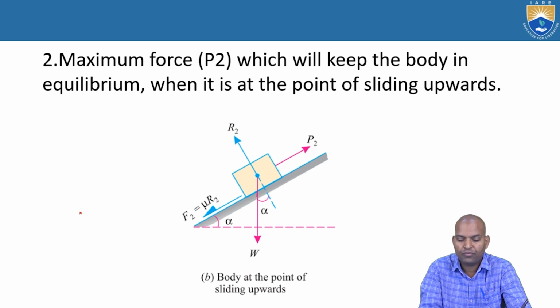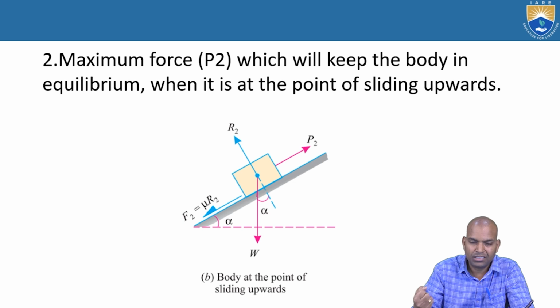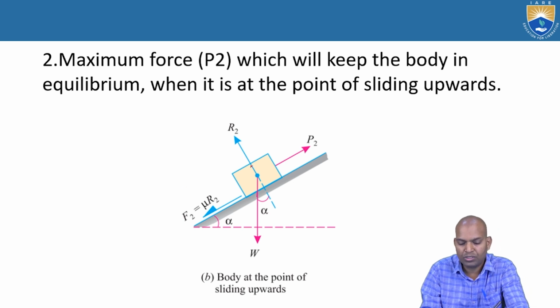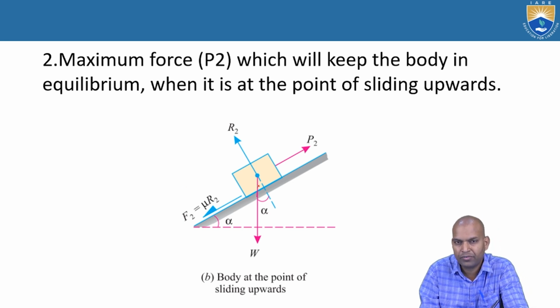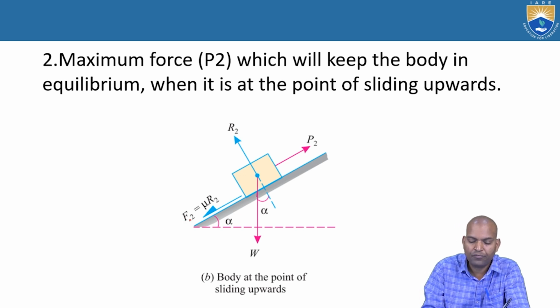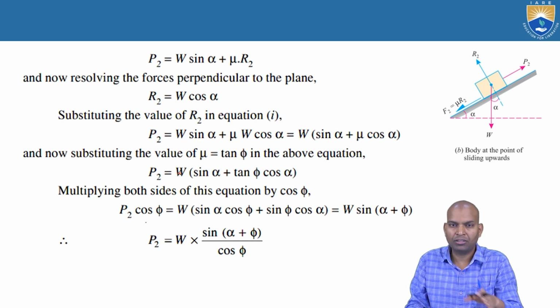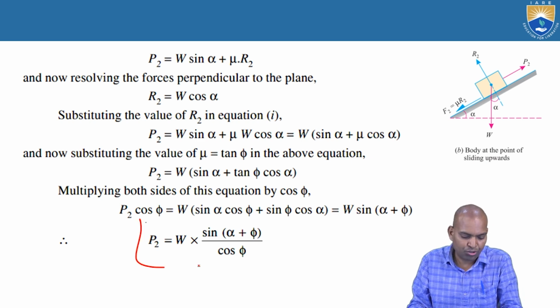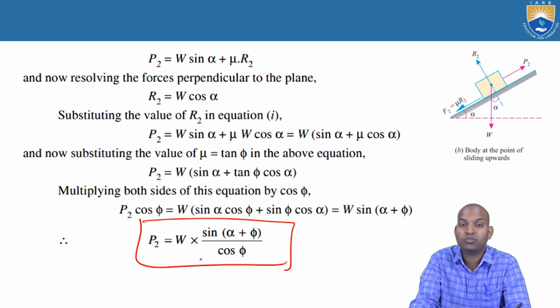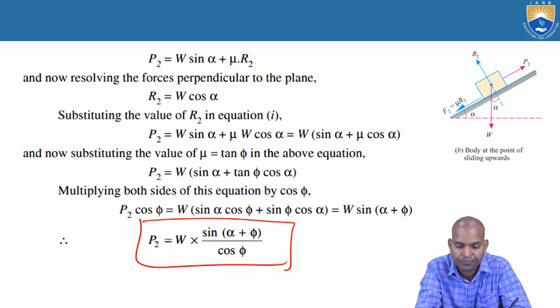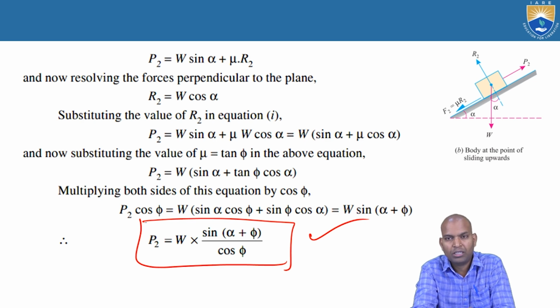What about the maximum frictional force? The maximum frictional force is when the body moves upwards. At that time, what will happen? The body is tending to move upwards, so the direction of the frictional force is downwards. That is F equals mu times R2. Again, apply the equilibrium conditions along the plane and normal to the plane. Then P2 is obtained as P2 equals W times sin(alpha plus phi) by cos phi. Before, P1 equals W times sin(alpha minus phi) by cos phi.